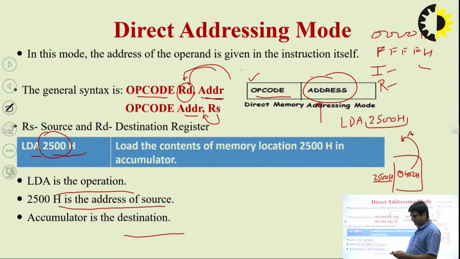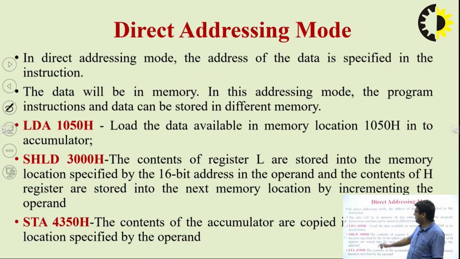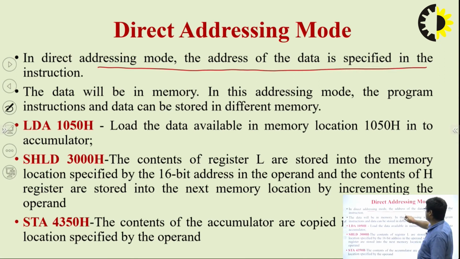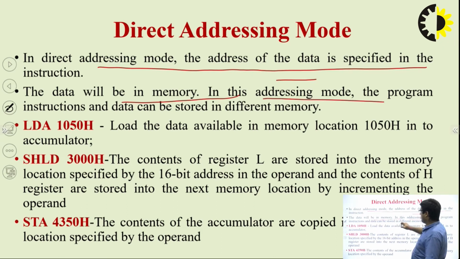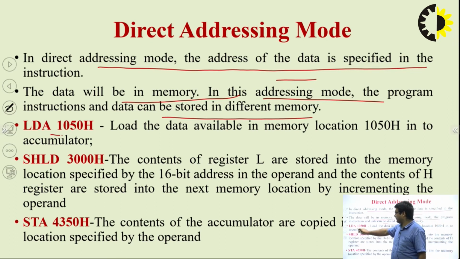Some more instructions we will see. In direct addressing mode, the address of the data is specified in the instruction. That is, the 16-bit address or 8-bit address will occupy space in the instruction, and the data will be in memory. In this addressing mode, the program instructions and data can be stored in different memory locations. Another example is LDA 1050H.